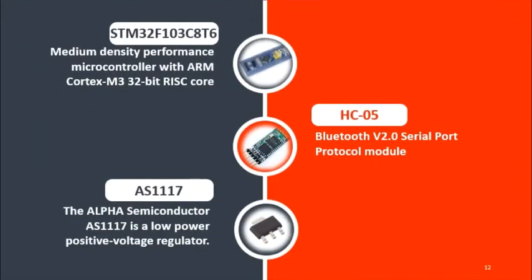The STM32 ARM microcontroller is the heart of the DAS. The HC05 Bluetooth module sends the data from the DAS to the CISA smartphone app. The AS1117 is a low-power positive voltage regulator used for power regulation on the DAS.